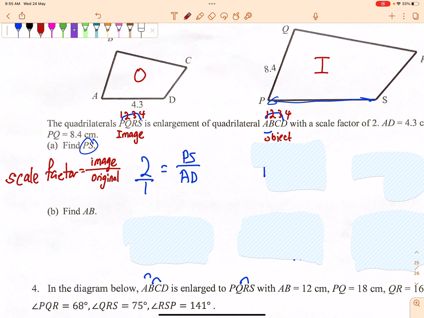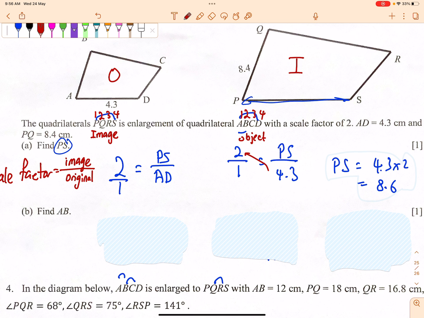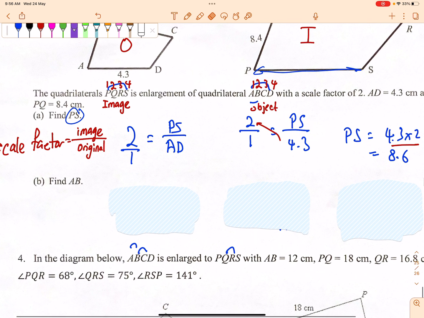So P and S is 1 and 4, right? So if I look at my object, P and S is 1 and 4. So for my object, it will be A and D as well. So this will be A and D, right? Now putting in the length, I will have PS over AD, and AD is 4.3. I want to find PS. One easy way is I just indicate it as a fraction. So 2 is 2 over 1. Then I can do a cross multiply. So multiply upwards. I will have PS is 4.3 times 2, which equals 8.6.